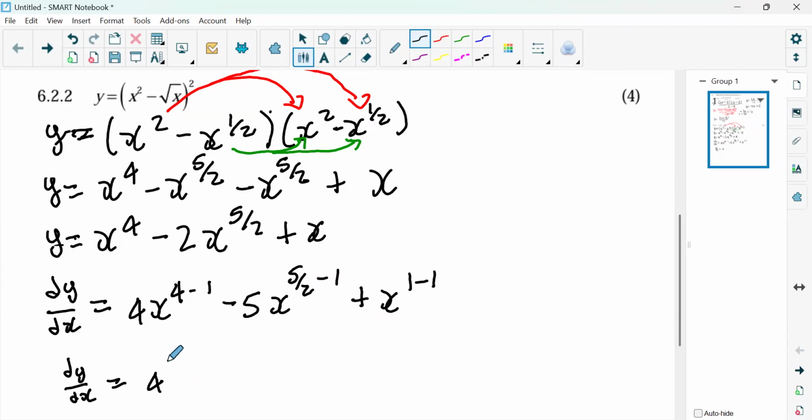Now, trying to be slow. So we have 4x and then it's 4 minus 1. So it's going to give us 4x cubed. And then with this one, we already said we have minus 5.